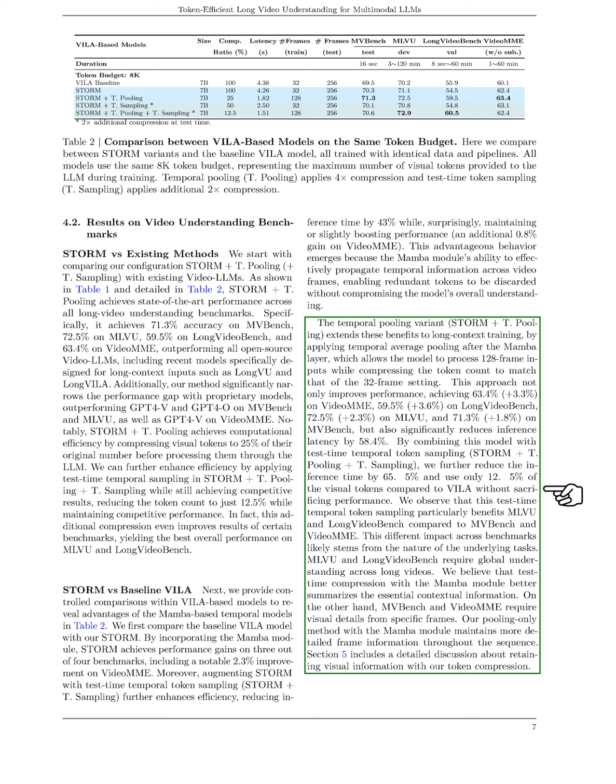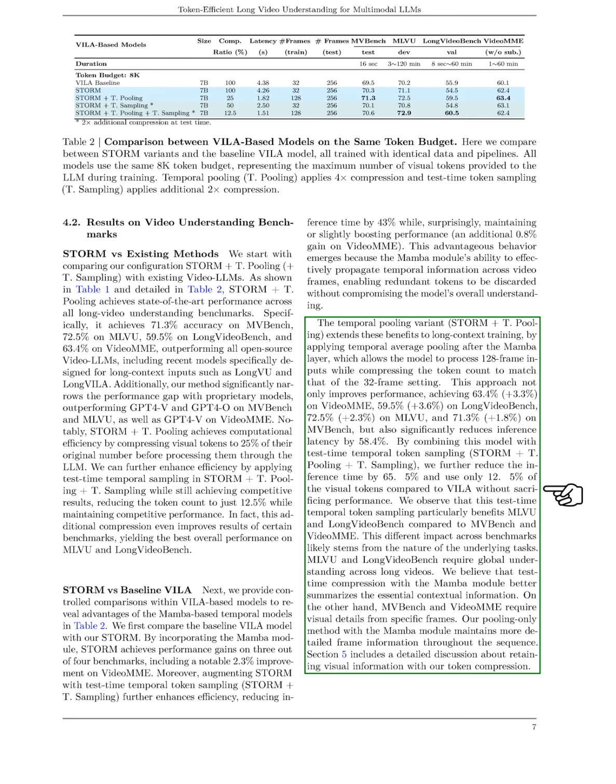We observe that test-time temporal token sampling particularly benefits MLVU and Long Video Bench more than MVBench and Video MME, likely due to the nature of the tasks. MLVU and Long Video Bench require a global understanding of long videos, and we believe that test-time compression with the Mamba module better captures essential contextual information. In contrast, MVBench and Video MME focus on visual details from specific frames, where our pooling method retains more detailed frame information.